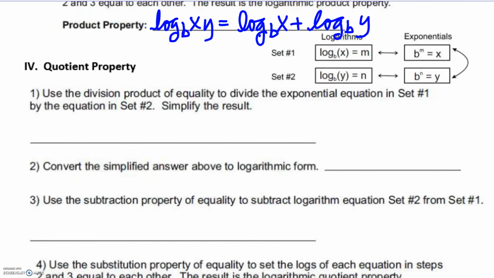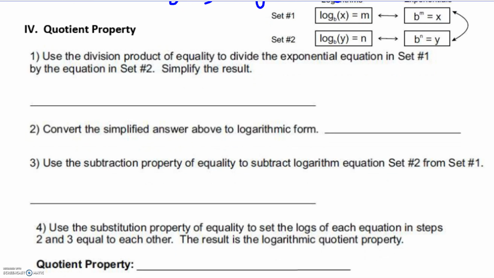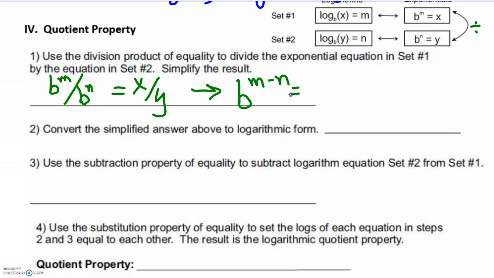Then similarly, there's a quotient property. So let's quickly derive that one. It works in much the same way, except now instead of multiplying these two, we're going to be dividing them. So we'll have b to the m divided by b to the n equals x divided by y. And then we simplify that. When you're dividing two expressions with the same base, you can subtract the exponents, like so. Convert that into log form. Log base b of x over y equals m minus n.